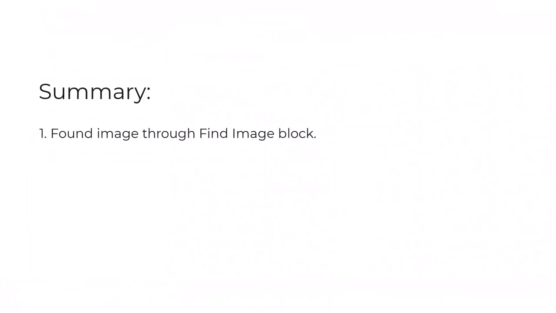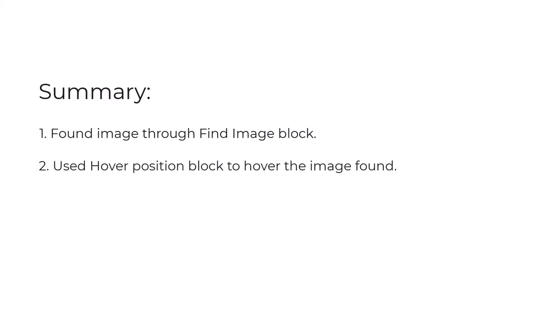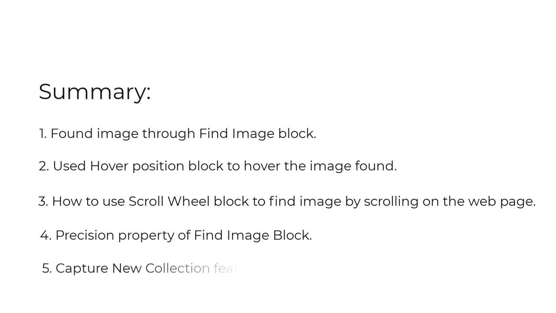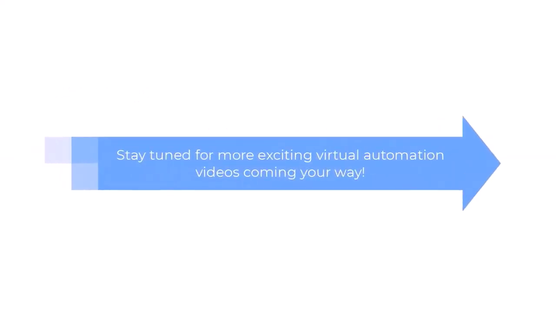In summary, we first found the image with the help of the Find Image block. Then to hover the position found, we used the Hover Position block and learned how we can adjust the hover position. After that, we learned how the Scroll Wheel block can help us if we have to search for the image on the web page by scrolling down. Then we learned about the precision property of the Find Image block and saw how we can use the Capture New Collection feature to make sure any change in the web page or image elements doesn't impact the automation flow. We will be coming up with the next interesting topics of this series and help you automate your virtual desktop tasks like a pro and achieve high-quality outcomes as a result.